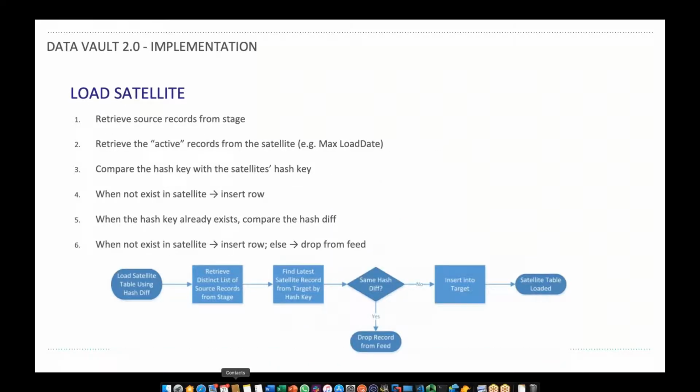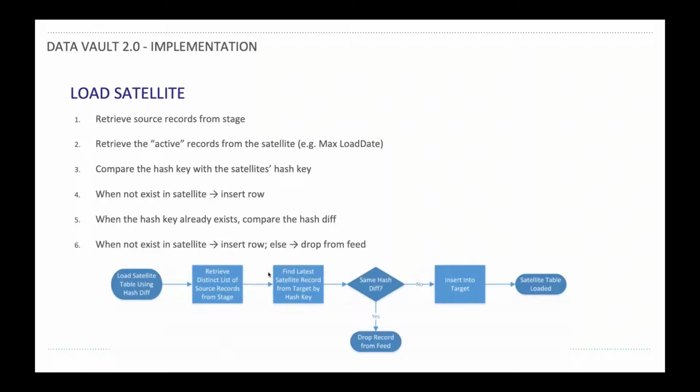And then for satellites, this is all about identifying new deltas, changes to the source data, which exist in the staging area, but not yet in the raw data vault satellite. So what happens is we retrieve, again, a distinct list of the source records from the staging area. We identify for each parent. So for example, let's say the staging area records describe a customer.